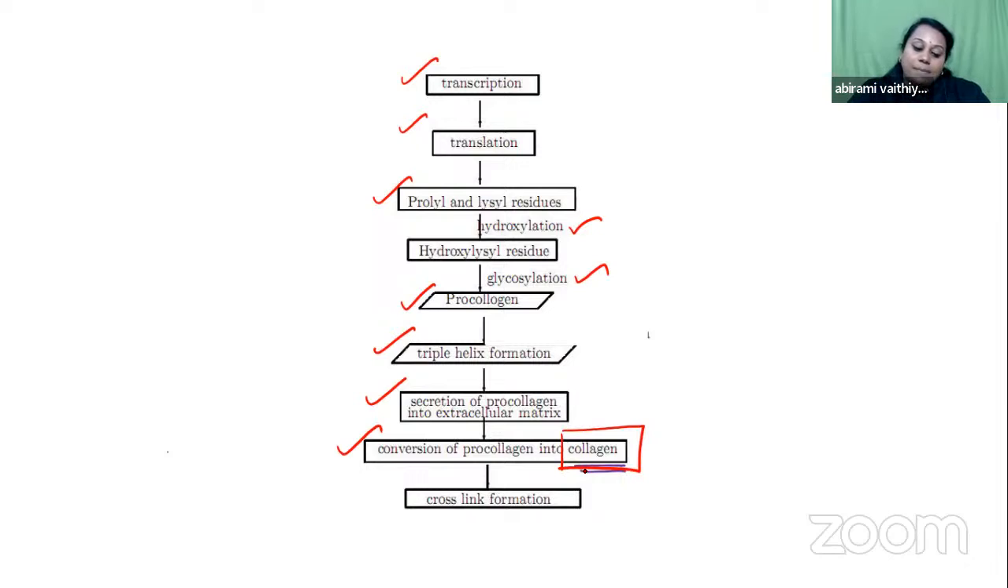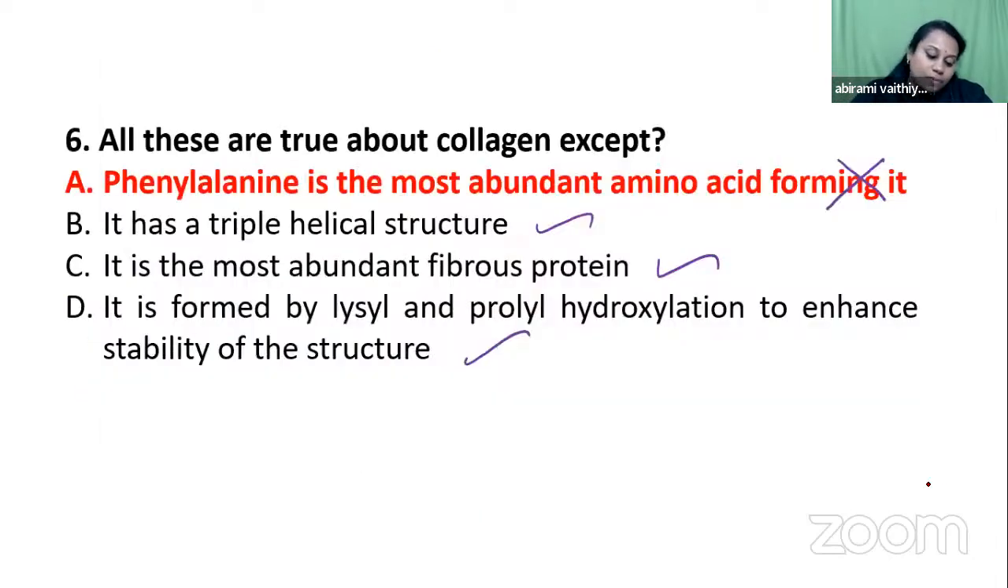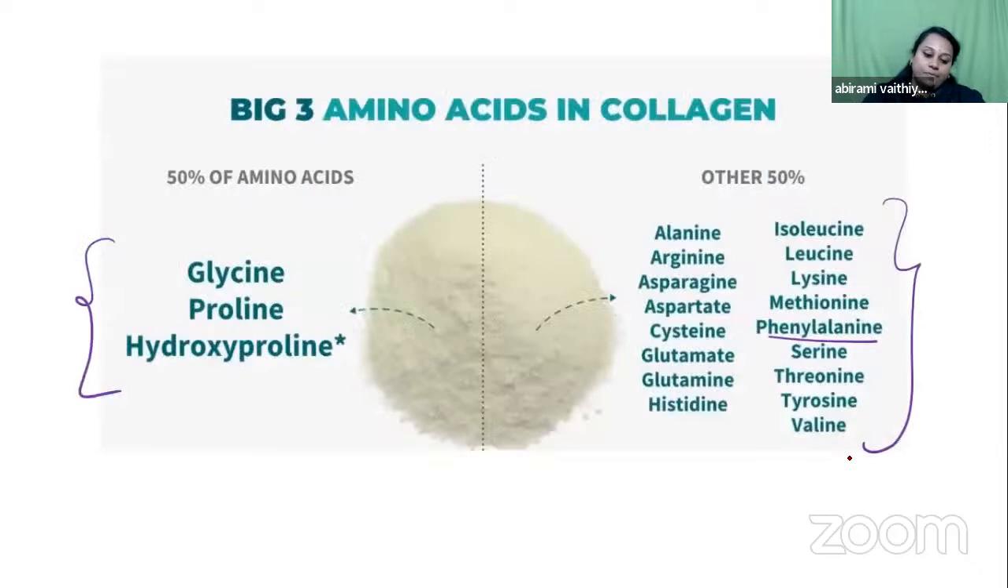So you see that prolyl and lysyl residues undergo hydroxylation in the steps of synthesis of collagen. So that is what is there in the option. It is formed by lysyl and prolyl hydroxylation to enhance stability of the structure. Correct. So option A is wrong. All are true except option A.